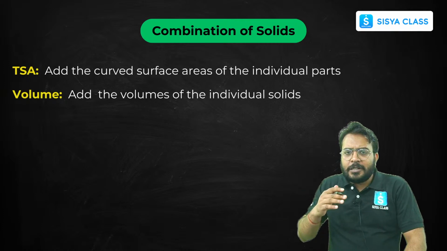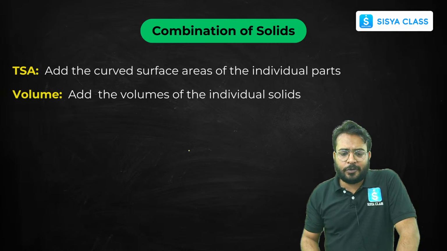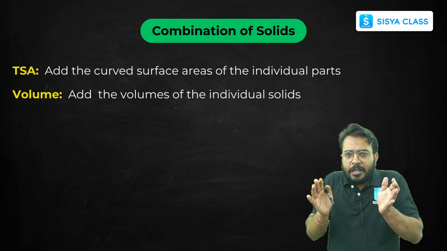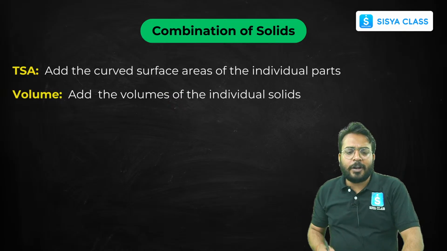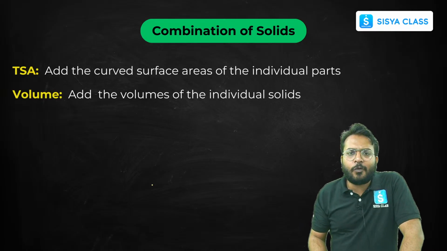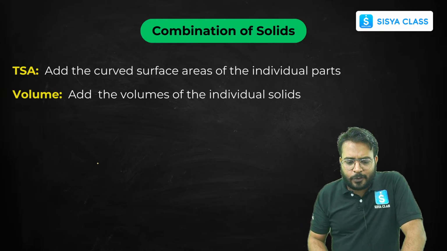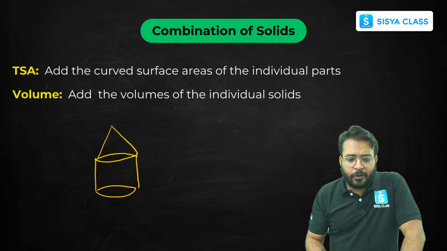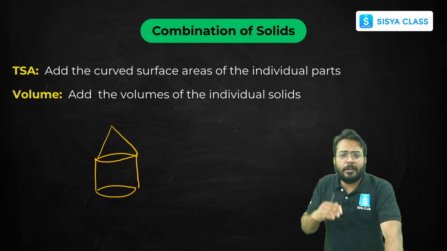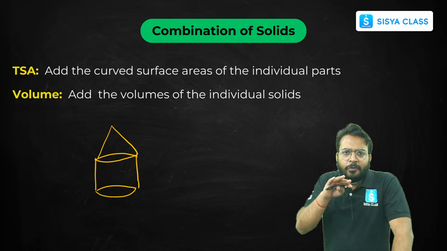Now these are the questions which will be asked. They will combine two shapes, and they will ask you to find out the total surface area or volume. Suppose this question, it is a very pet type question: you will be having one cylinder, and over the cylinder they will have one cone, and they will ask you to find out the total surface area or the curved surface area for this particular shape.